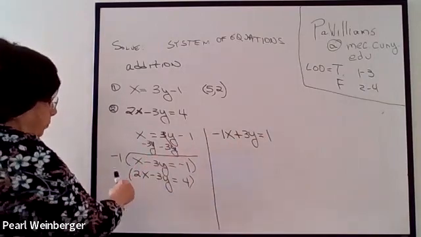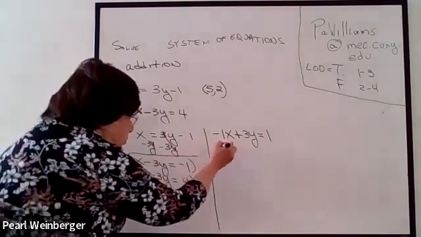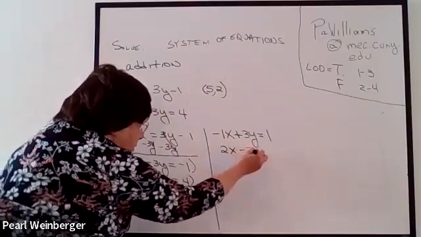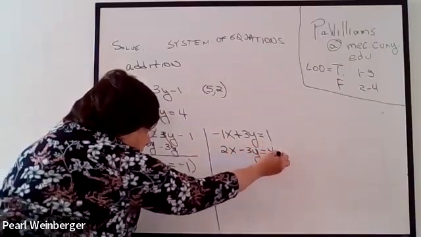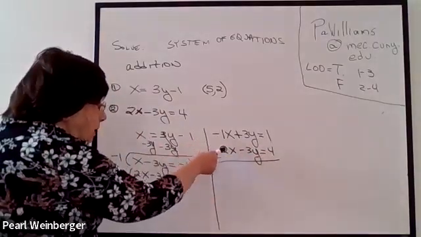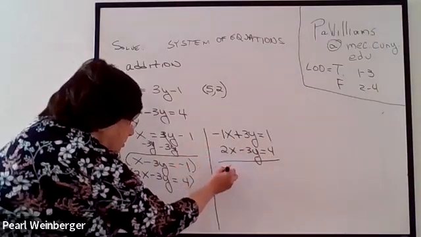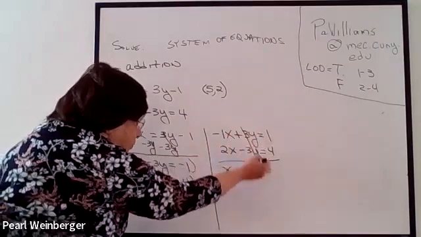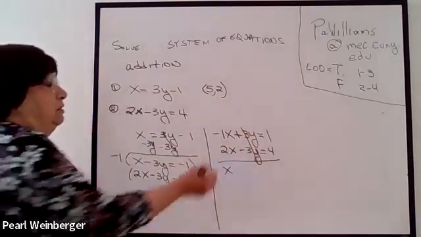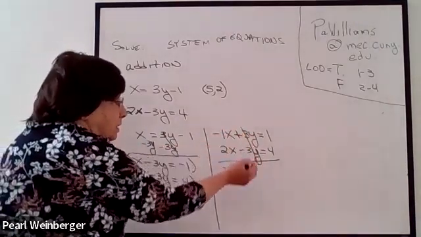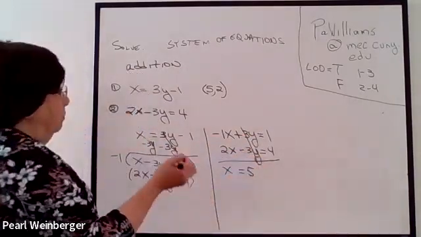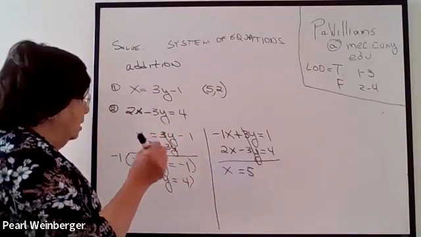Okay, I'm going to leave the second equation alone. I'm not multiplying it at all because it's already okay. And if you notice, when I add these two equations together, I'll get -1x plus 2x, which will give me x, plus 3y plus -3y. That's what we're trying to do, get them eliminated because they have the same coefficient but opposite signs. And 1 plus 4 is 5. And I right away got x equal to 5.